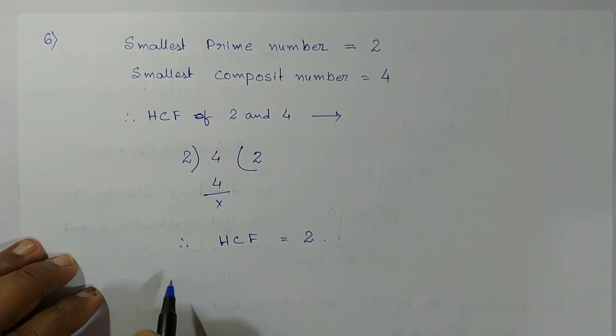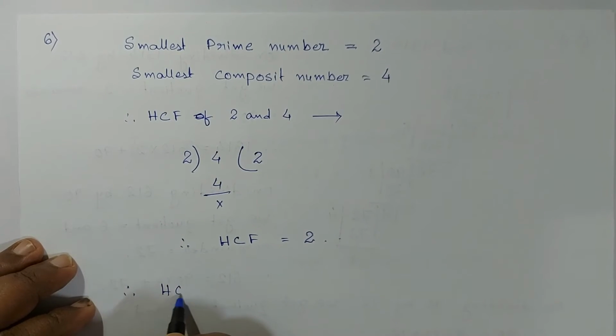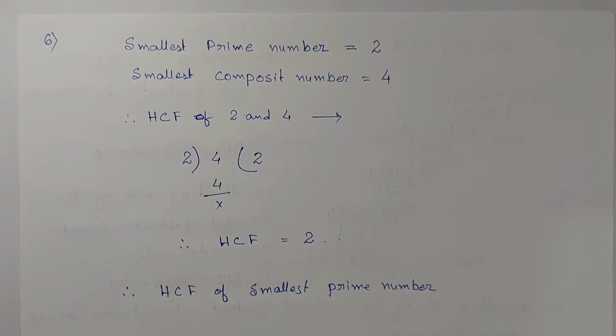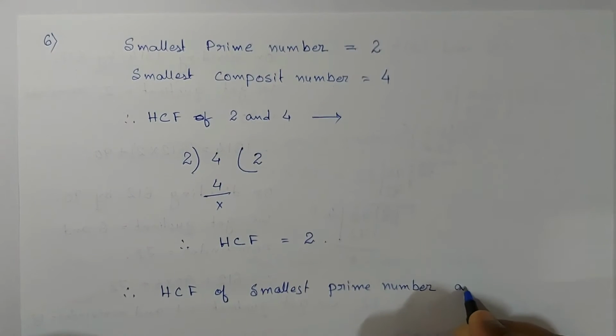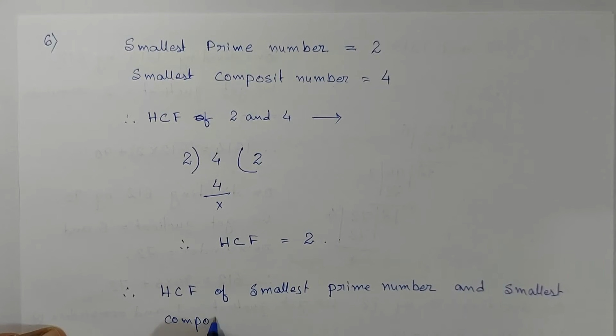Okay, so we will write the answer: therefore the HCF of the smallest prime number and the smallest composite number is 2.